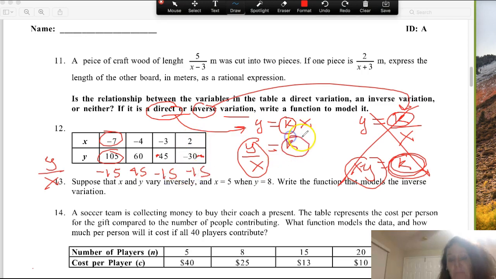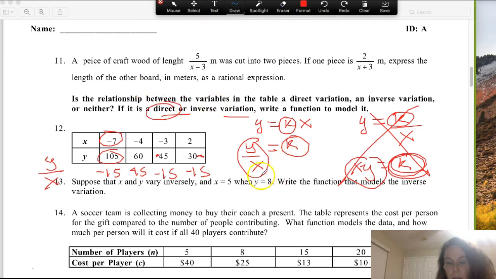I have a constant. It is y over x. I have a direct variation. So I'm going to go ahead and say it's direct. It's not inverse. Let's go ahead and circle that. It is direct. It is not inverse. And I'm going to go ahead and write a function to model it. So I'm going to say the y is equal to my constant, which is -15 times x. Is y -15 times x? Yep, -7 times -15 is 105. -4 times -15 is 60.